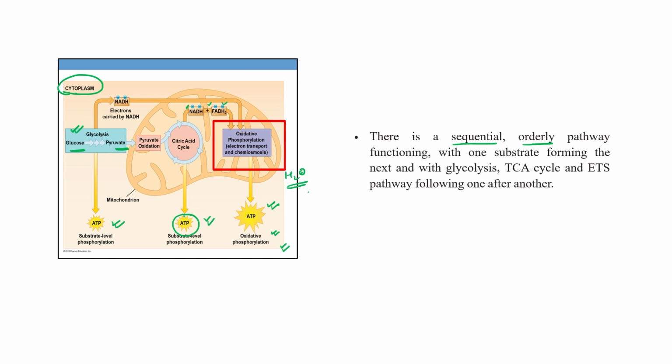So there are 3 steps in which ATP is produced. This is a sequential, orderly pathway in which one substrate forms the next, with glycolysis, the TCA cycle, and the ETS, electron transport system, following one after another and producing ATP at each level. So this is all about oxidative phosphorylation, the electron transport chain and the citric acid cycle.